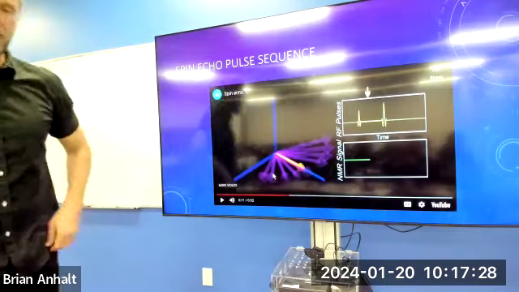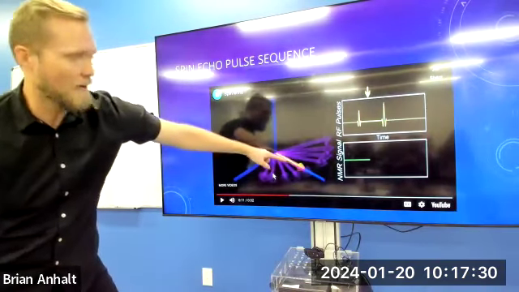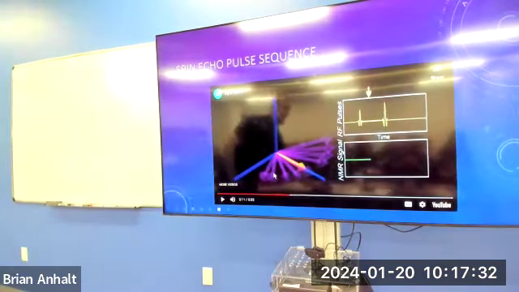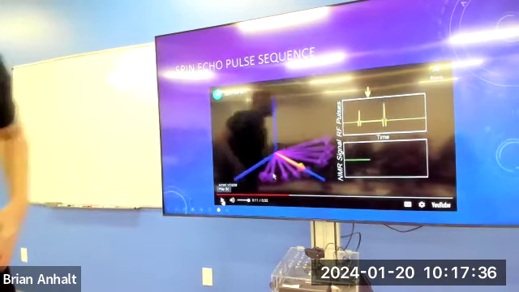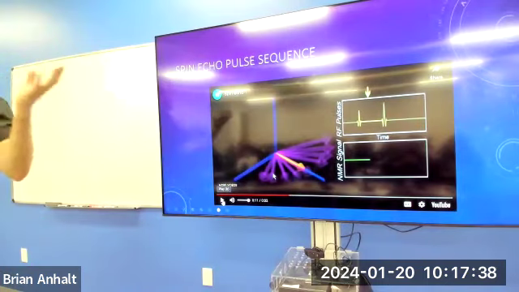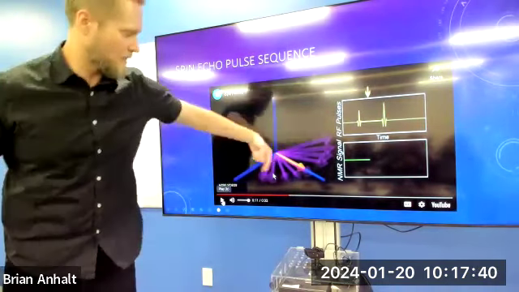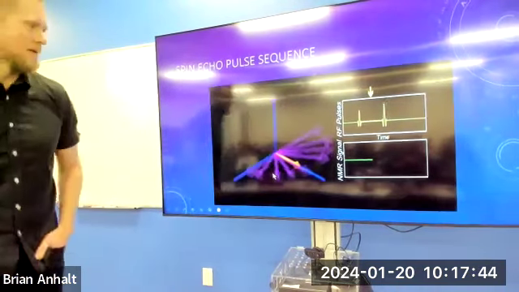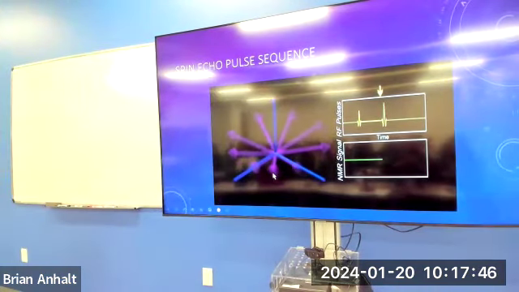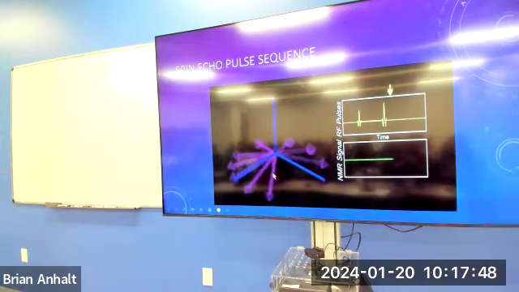They start to dephase. The overall transverse component is dephasing, right? Why are they dephasing here? Due to inhomogeneities and susceptibilities causing them to precess at different rates. Some of them are faster over here, some of them are slower over here. They get out of phase, it tends towards zero, and then we flip them around the other way.